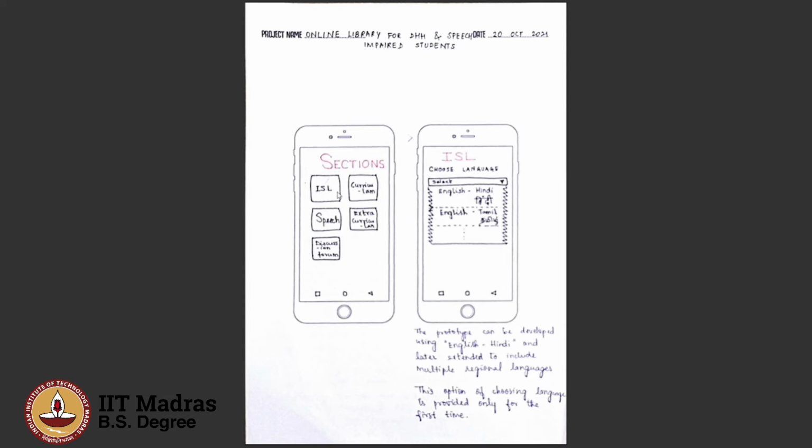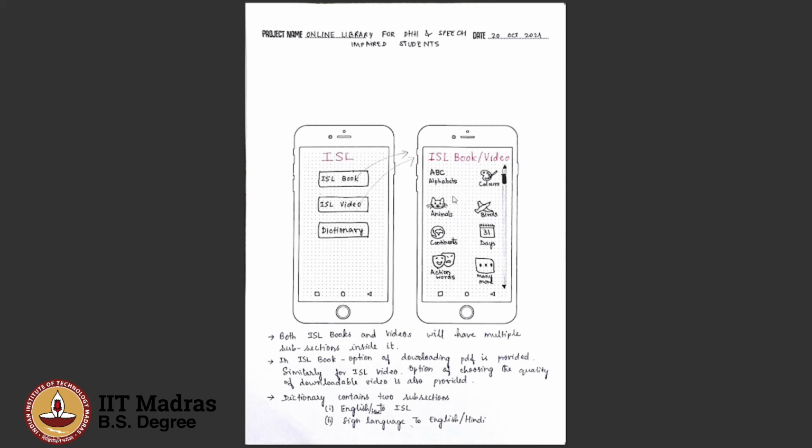So for example, here when I choose ISL, which stands for Indian Sign Language, then there is a drop down in which I can choose the language which I want to see it in. And for each option, the different screens which are visible to me are shown.